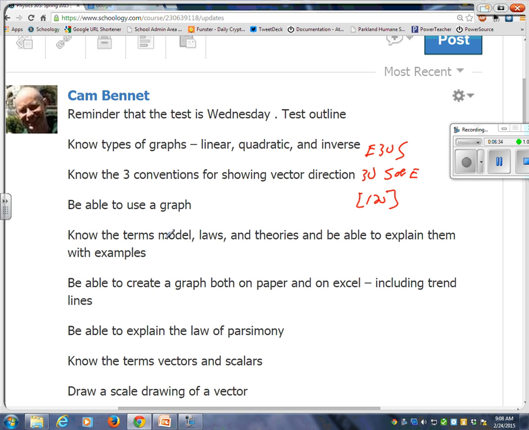Okay, so you should know the difference between a model, law, and a theory, and be able to explain them with examples. And I've given you some just now. Be able to create a graph both on paper and on Excel. You need to be able to create a graph on Excel. If you don't know how to do that, you have today's period to figure out how to do that. On the computer. Part of the test.